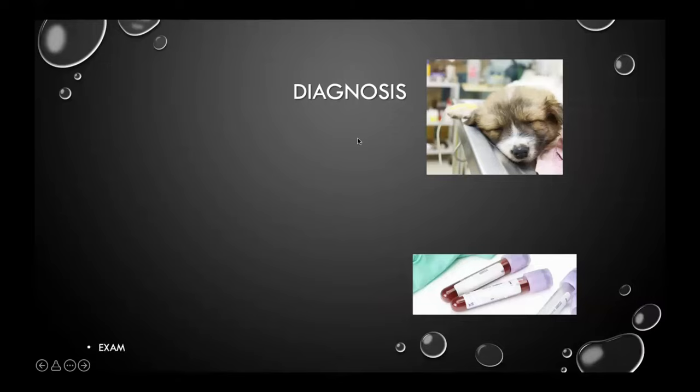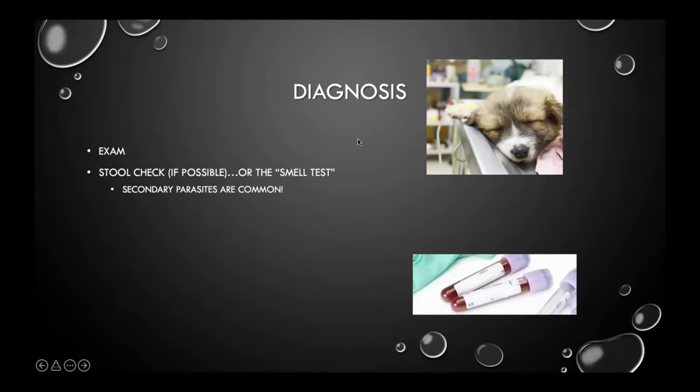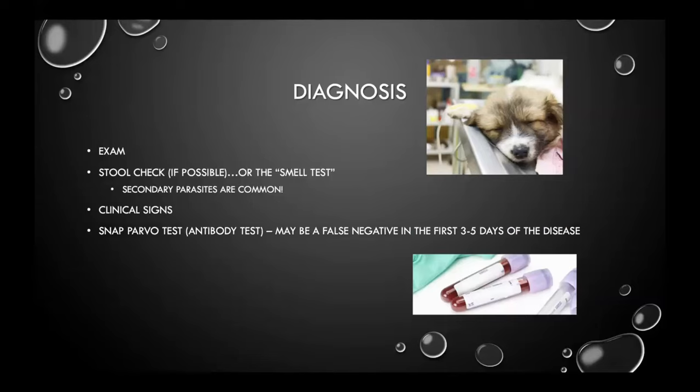Diagnosis. So how do we diagnose this? Exam, obviously. When you do your exam, you're looking for dehydration, vomiting, diarrhea, abdominal discomfort. Stool check if possible, or the smell test, just that wonderful smell that parvo has. And just keep in mind, we always check the stool for parasites as well. So we just do the fecal float and see if we see anything else. I treat them with ivermectin regardless, just in case. And then clinical signs, same thing.